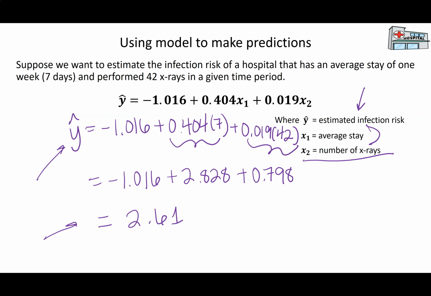2.61. And this is a funky scale. I can't remember exactly what the deal was here. I think it was like a scale from 1 to 7. It was an odd number. So there aren't units to include here. If the response variable had units, this is where we would include them. So we estimate that, on average, for a hospital that has an average stay of 7 days and gives 42 x-rays in a given time period, they have a risk factor of 2.61.